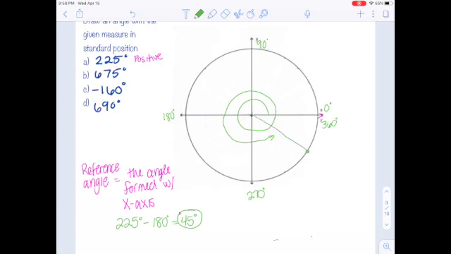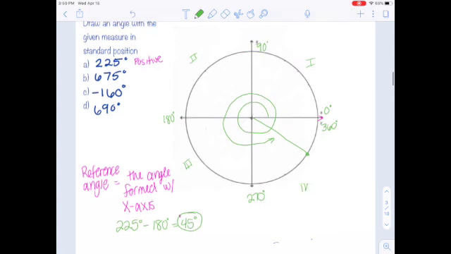Your terminal side would be in technically the 1, 2, 3, 4th quadrant. Well, technically 4th, 5th, 6th, 7th, 8th quadrant, technically. And 675 would be right there. So it's one spin, almost 2 spins around the unit circle.